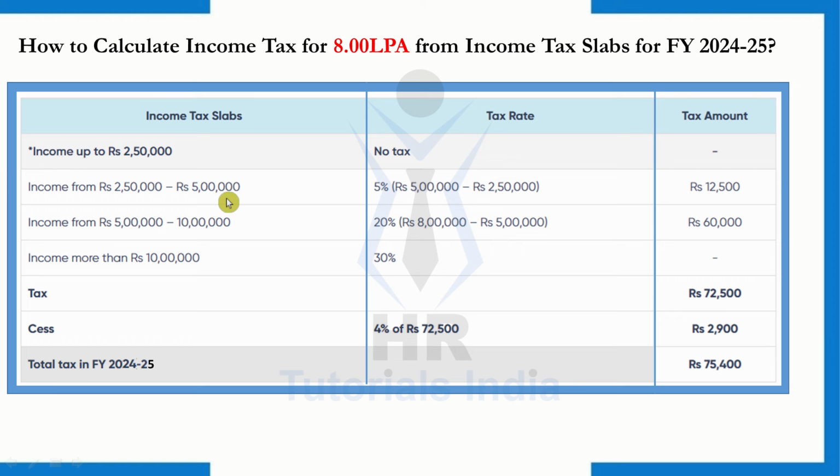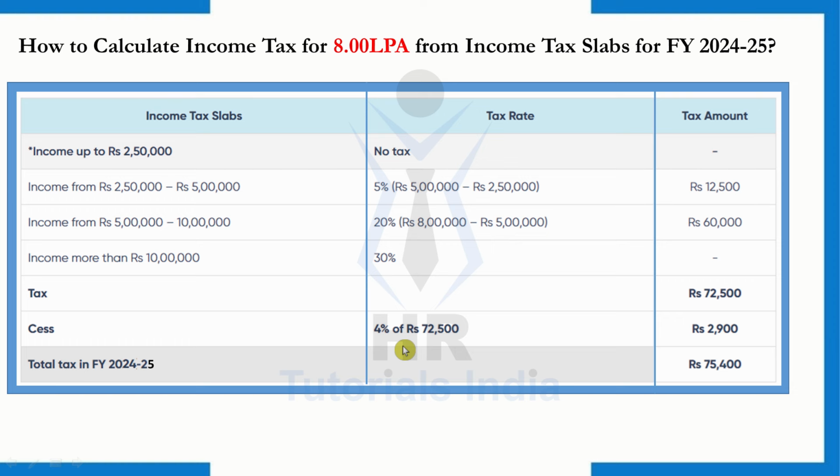Income from 2.5 lakhs to 5 lakhs, that is 5% of the difference between 5 lakhs and 2.5 lakhs, that comes to 12,500. Income from 5 lakhs to 10 lakhs, the tax rate is 20% of the difference between 8 lakhs and 5 lakhs. Because the income is 8 lakhs, the difference should be taken from the income generated and the minimum slab for that specific category. That is 8 lakhs minus 5 lakhs into 20% gives 60,000. And for income more than 10 lakhs, it is 30%, but the salary is below 10 lakhs, so it is 0. So when you add up 12,500 plus 60,000, it comes to 72,500.